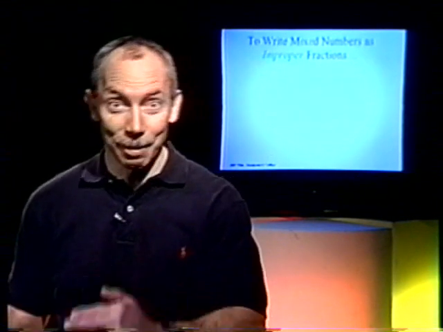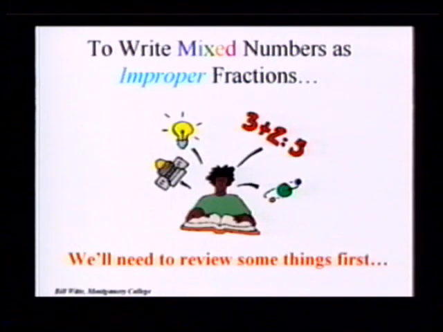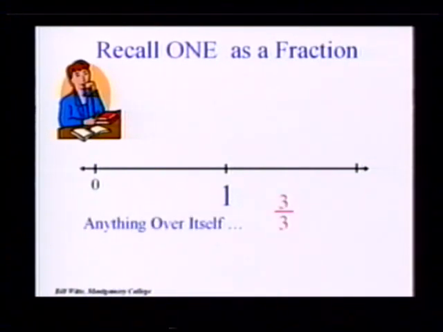Okay, wait a minute. Let's go backwards. Mixed numbers to improper fractions. How are we going to do that? Well, before we do that, we're going to need to remember a couple things. First of all, remember what 1 is as a fraction. You remember that, for instance, 3/3, 2/2, 4/4. Remember that anything over itself, it's still 1, right? That's going to be important here when we want to go backwards.